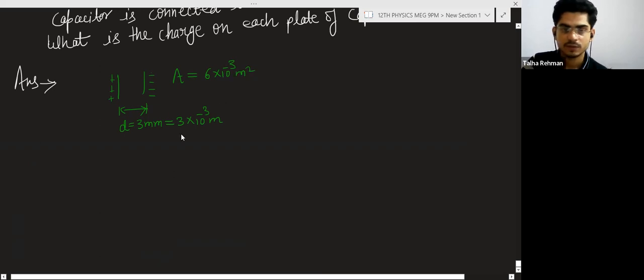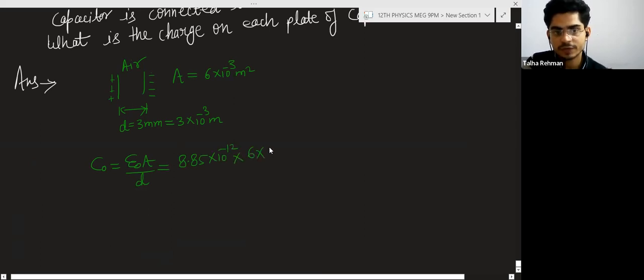And what will be the capacitance? The air is here. C naught is equal to epsilon naught A by d. Value of epsilon naught is 8.85 into 10 to the power minus 12, into the value of area given as this, divided by 3 into 10 to the power minus 3. When you calculate this, you will get the answer 17.70 into 10 to the power minus 12 farad.